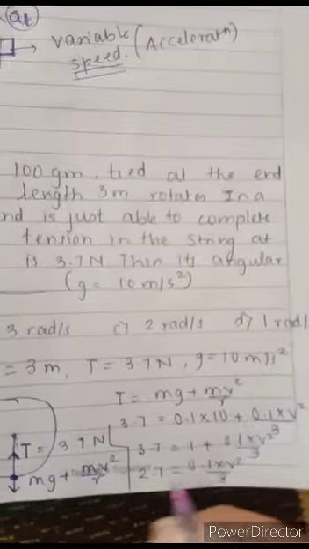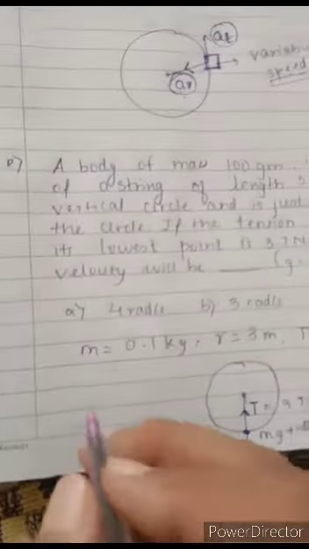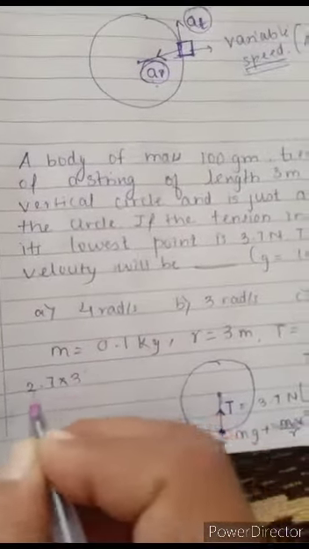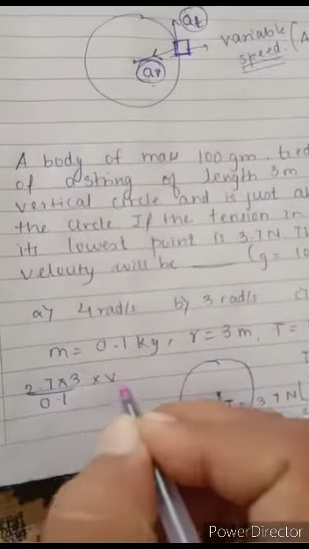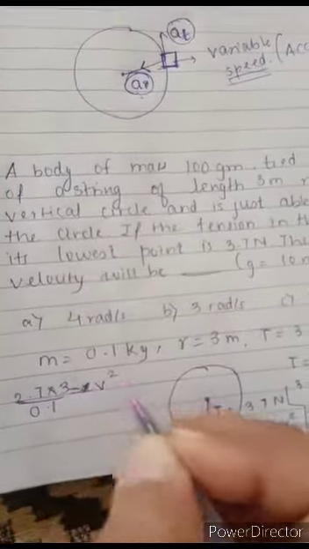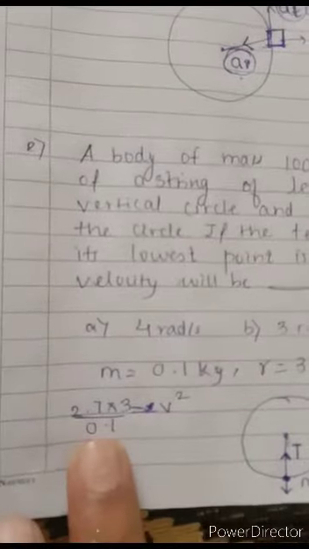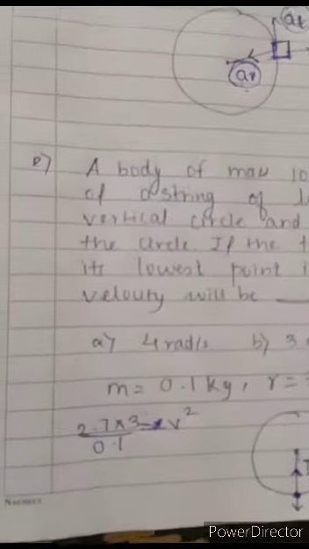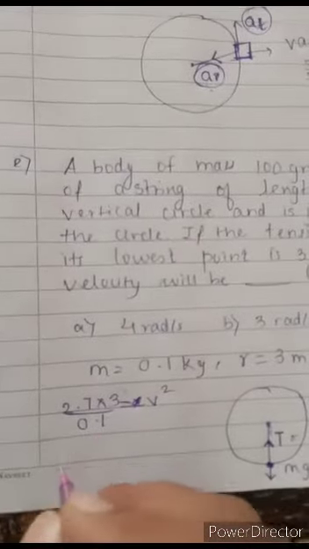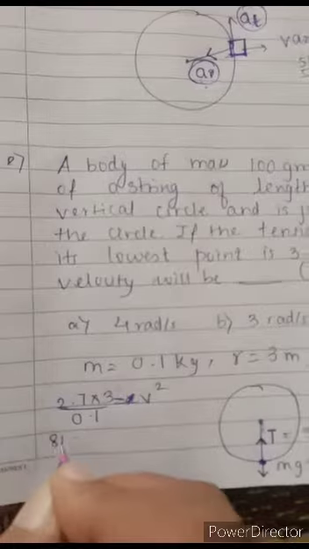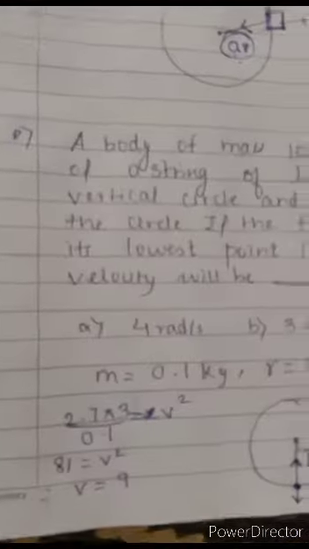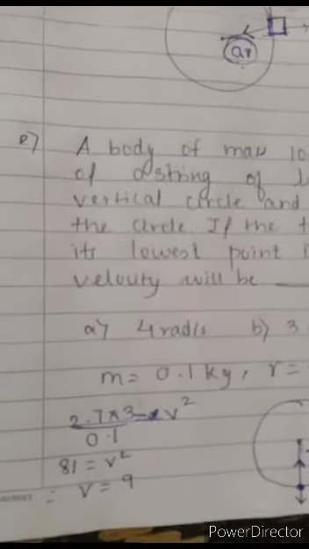So this is my equation. Again, let me take it over here. If I shift all the things, you will come to know that this will be my v square. 2.7 times 3 upon 0.1 equal to v square. Now if I cancel the decimals, then I get 81 equal to v square. Therefore my v is 9 here.